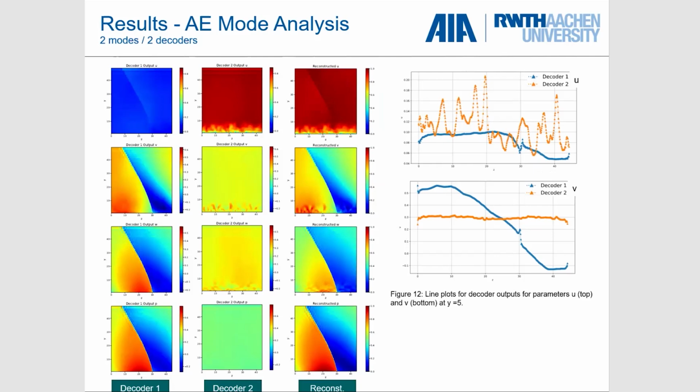And what we can see, which is quite interesting, is that decoder 1 and decoder 2 are capturing different flow features, where decoder 1 is capturing large-scale structures and decoder 2 is capturing small-scale structures. This is also proven by the line plot for channels U and V for decoder 1 and decoder 2 on the right-hand side, where we see decoder 1 is following a rather steady trend, meaning there are no fluctuations in decoder 1's output. However, decoder 2 is capturing high-frequency events like turbulent small-scale structures, as it is highly fluctuating.